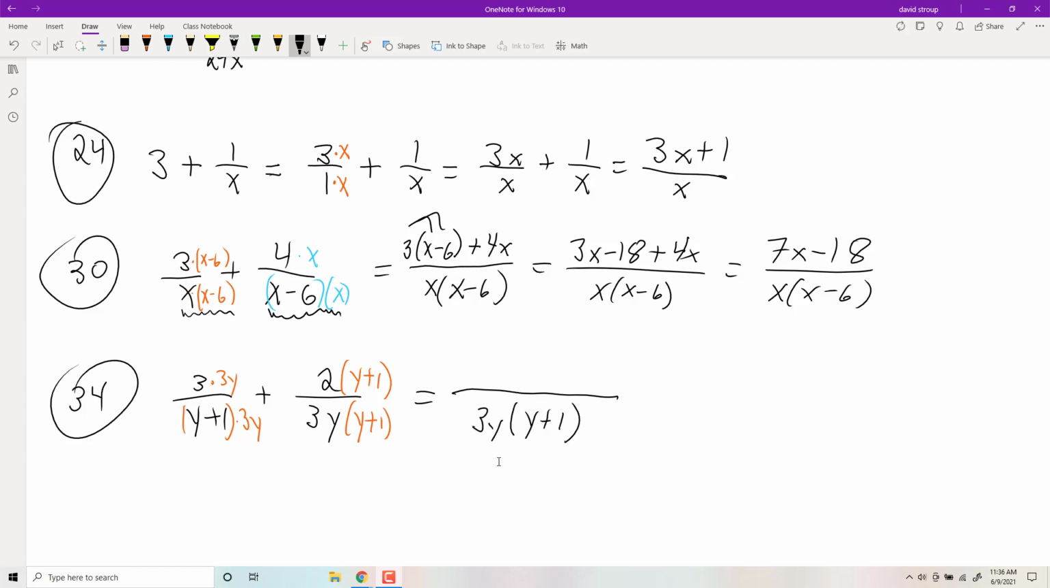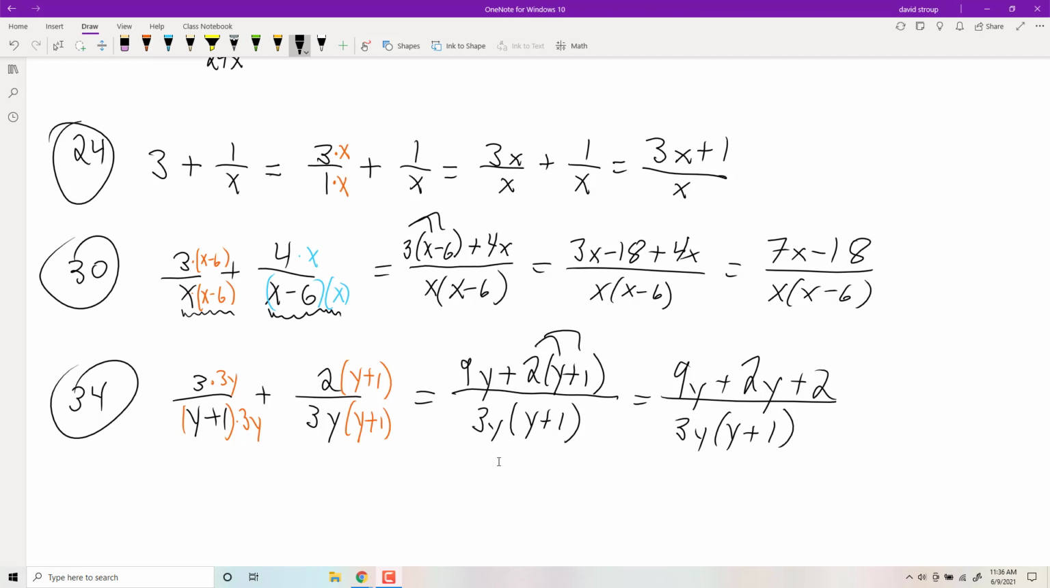So 3y times y plus 1. 3 times 3y is 9y. So 9y, and then plus the 2 times the y plus 1. I need to distribute. So I get 9y plus 2y plus 2 all over the 3y times y plus 1. And I don't bother distributing the 3y in there, because if you can simplify later, you'll have to go in reverse and then refactor, so I just leave it alone. Okay, 9y plus 2y is 11y plus 2, over 3y times y plus 1. That's all you could do.